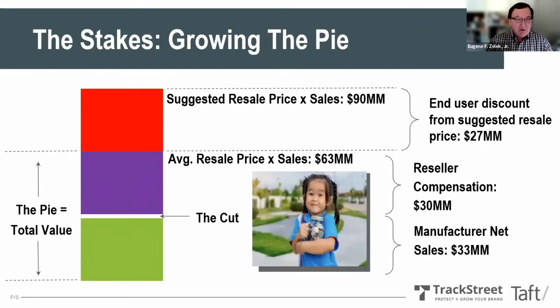There's something else going on here too, and that is the stakes. If you take a look at this chart, take the average resale price of a product, the price paid by the end user, and we're assuming here only one intermediary, mainly a manufacturer selling to a reseller, whether it's a retailer in the consumer area or a dealer in the B2B area. If you take the average resale price of a particular product times its sales, in this example, it comes to $63 million, which obviously is less than the suggested resale price. That represents the pie, or the total value that's available.